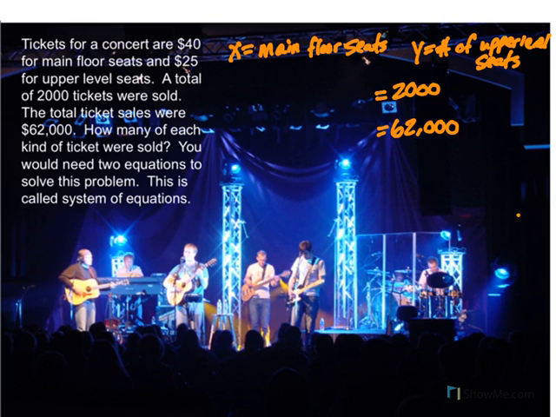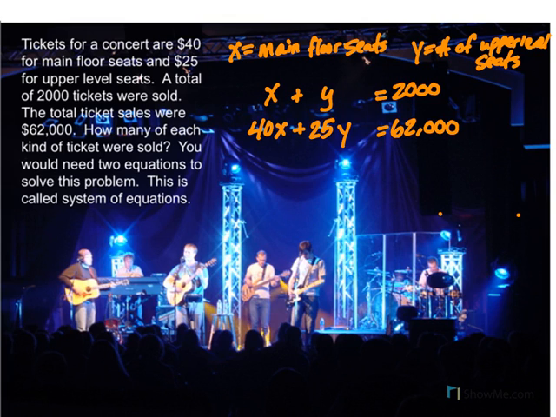All right, so we know that there were a total of 2,000 tickets sold. So the number of main floor seats, X, plus the number of upper level seats, Y, should be equal to 2,000. That would be our first equation. Our second equation has to do with the value. Each main floor seat was $40, so $40 times the number of main floor seats that were sold, plus $25 times the number of upper level seats that were sold, should give us a total of $62,000.